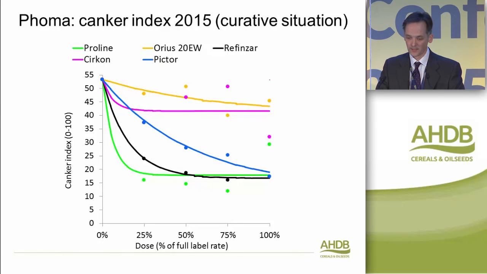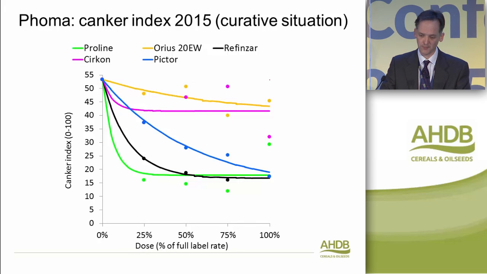A little bit of information from 2015. I should add this is a single site, but we are testing new products and we have a small amount of information. This was a highly curative situation, and so it's no great surprise that perhaps some of those products that we would expect to be better in a protectant situation, such as Circon, which is prothioconazole plus propiconazole plus prochloraz, or Orius tebuconazole, had higher canker indices.